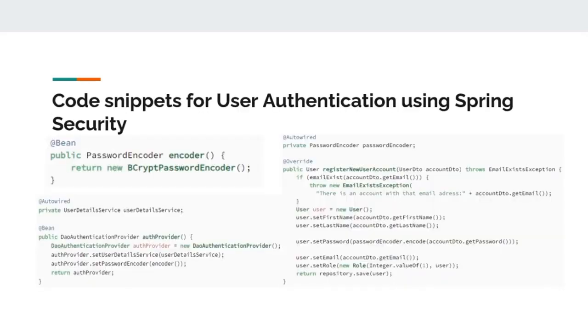A few code snippets that we have implemented in the project. The first one defines a Spring Bean for a password encoder using bcrypt, which is a hashing function that's secure for storing passwords. The second one handles the registration of new user accounts. It checks if the email already exists, creates a new user object, encodes the password using the previously defined bcrypt password encoder, and saves the user. The next is a configuration that sets up an authentication provider.